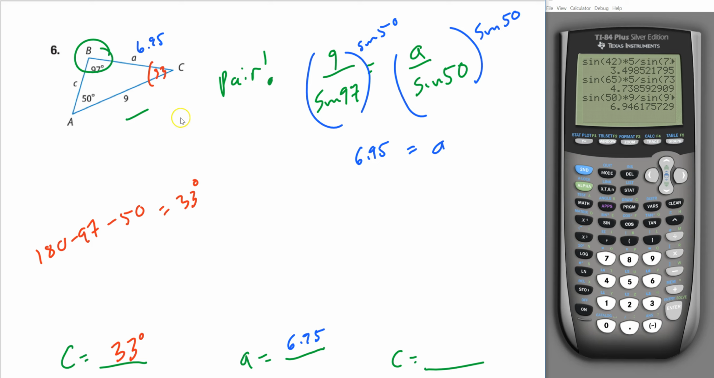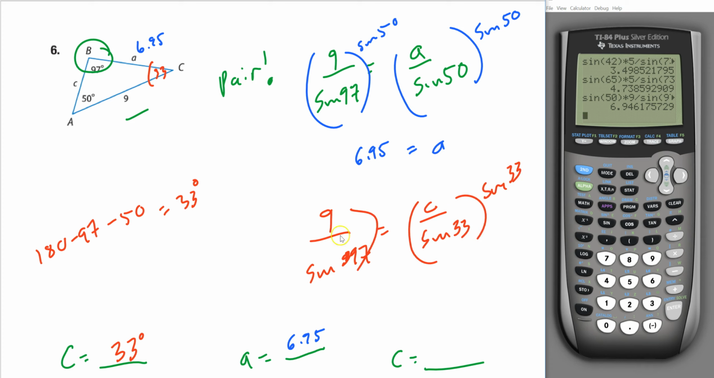So now I can find the C's, right? I have a pair already. I have the 9 and the B's, and I have an angle, so now I can find my missing C. Do the exact same thing. 9 over sine of 97 equals C over sine of 33. Multiply both sides by sine of 33. And then you get C equals 4.94, rounded to the nearest hundredth. And that's how you solve a triangle using law of sines.